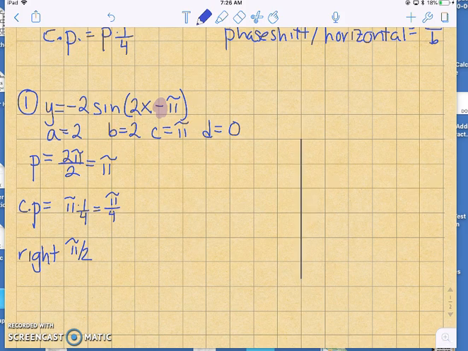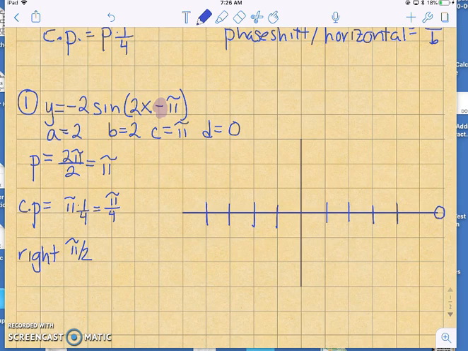We're going to start the same way we did yesterday, putting our 4 marks on each side. So this is our x-axis, so that's 0. Our amplitude is 2. And we're counting by pi over 4. So 1 pi over 4, 2 pi over 4, which is pi over 2, 3 pi over 4, and then pi.